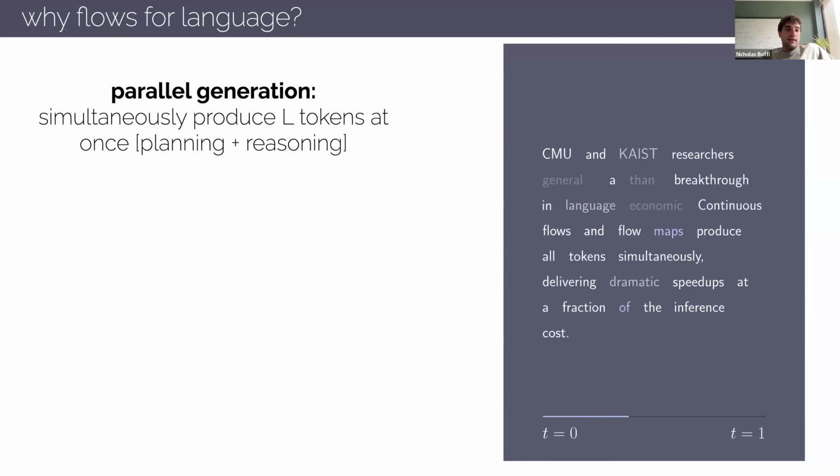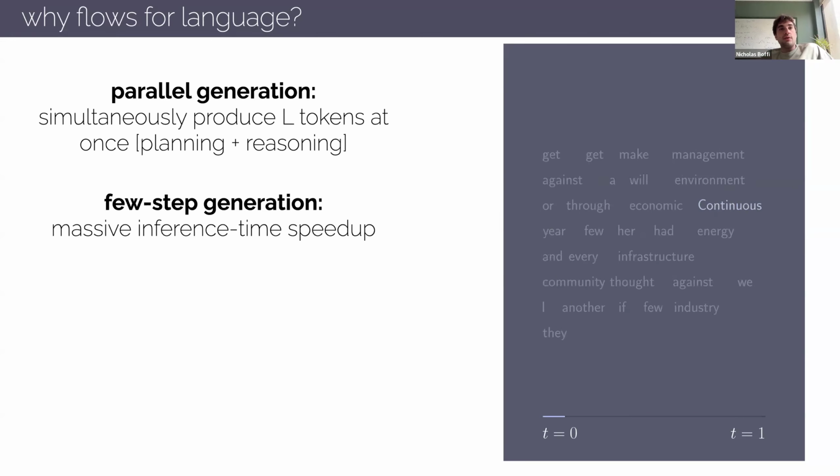Well, the first point is that you can do parallel generation. You can produce L tokens at once rather than one token at a time. And this allows your model to have more intrinsic planning and reasoning built in. A second motivation is that you can get few step generation.